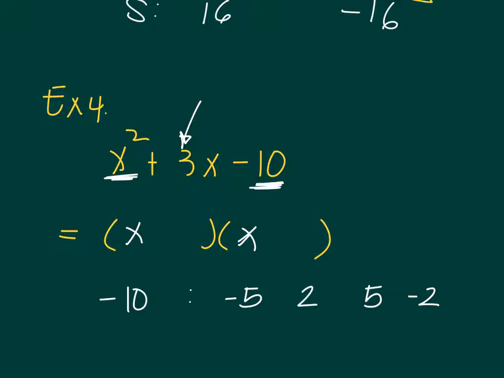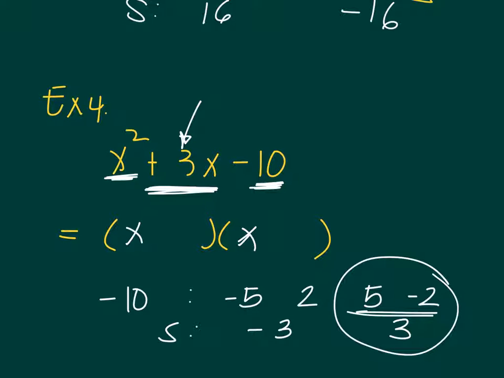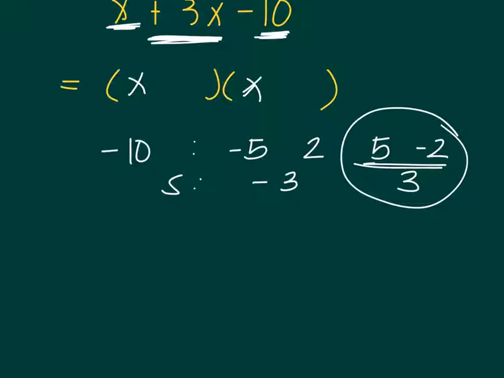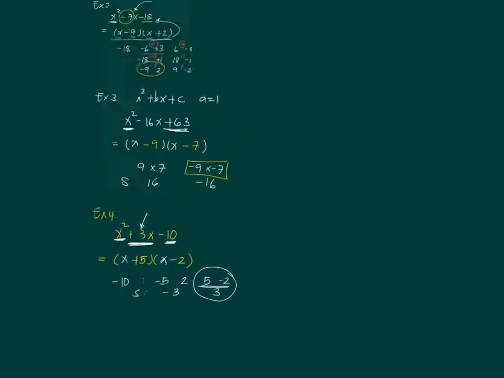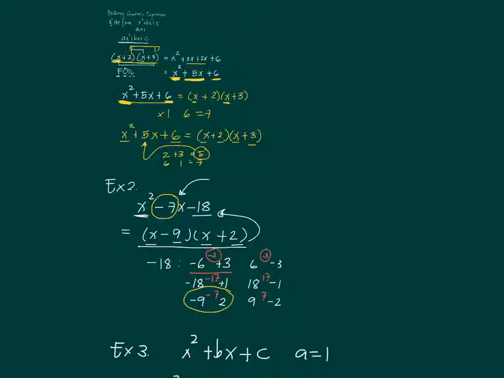Negative 5 and 2, when you check the sum, will be negative 3. 5 and negative 2 will be positive 3. And again, look at the middle term. It's a plus 3x, a positive 3. So this is the combination that we need. That means you can easily now supply plus 5 and then minus 2, and we're done. That's how you factor expressions of the form x squared plus bx plus c.